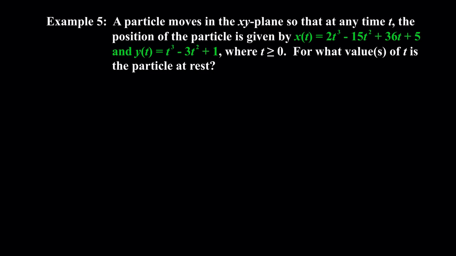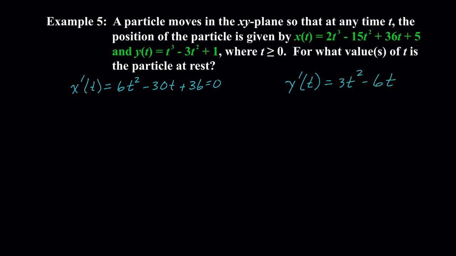So what we're going to do is find out what x prime of t is. That's 6t squared minus 30t plus 36, and set that equal to 0. And we're going to do the same thing with the y component. So the y prime would be equal to 3t squared minus 6t, and we've got to see when that is equal to 0. So what we're checking is, when is the velocity equal to 0 in the x direction, and when is the velocity equal to 0 in the y direction.